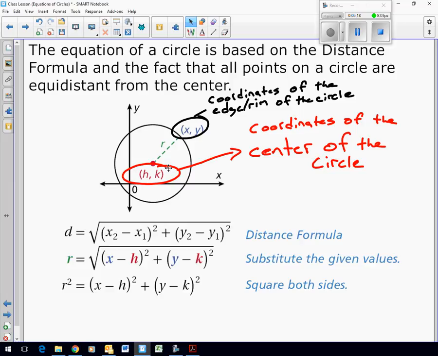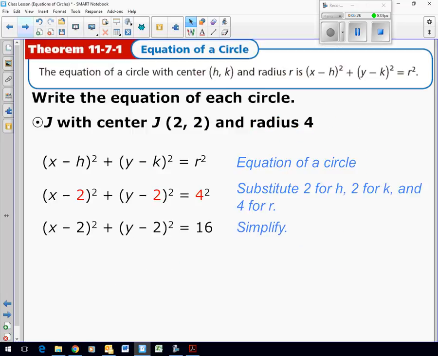Parabolas have a vertex at H K. Circles have a center at H K. All right. Well, what does it look like, Mr. Hobbs? Well, here we go. The equation of a circle with a center of H K and a radius of R is x minus h squared plus y minus k squared equals r squared. If you have not written that down, go ahead and do so now.